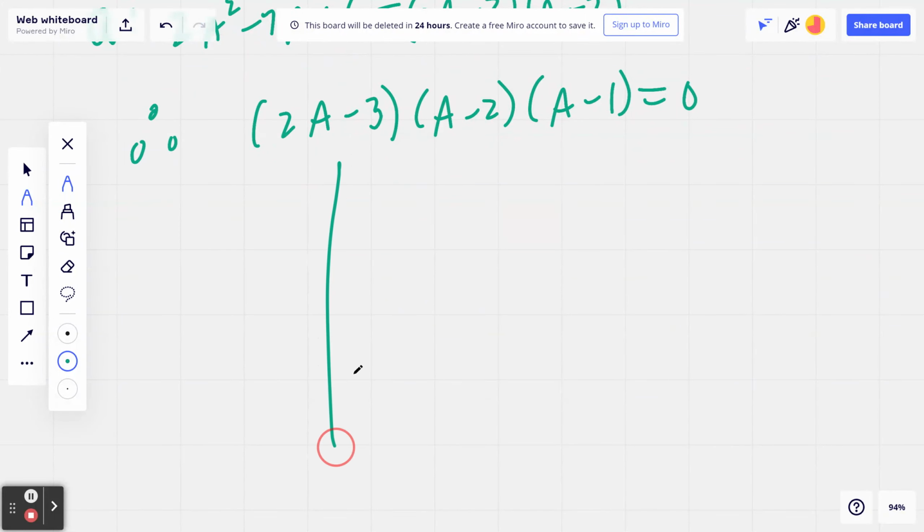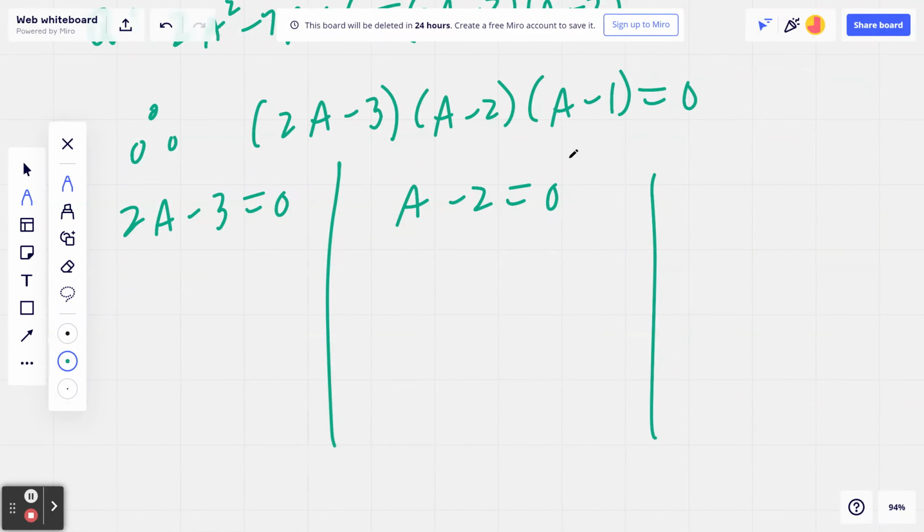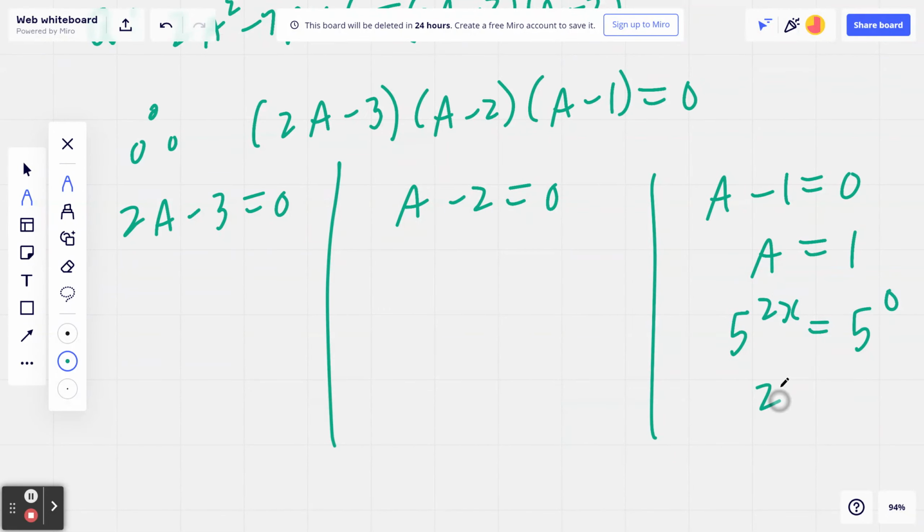Now to solve this, I can divide this into 3 different columns. In the first column, 2a minus 3 equals 0. In the second column, a minus 2 equals 0. In the third column, a minus 1 equals 0. Now I'm going to start with the last column first. a is going to be 1, but don't forget, a is 5 to the power of 2x. And 1 is 5 to the power of 0. Same base, equate the exponents, x is going to be 0.